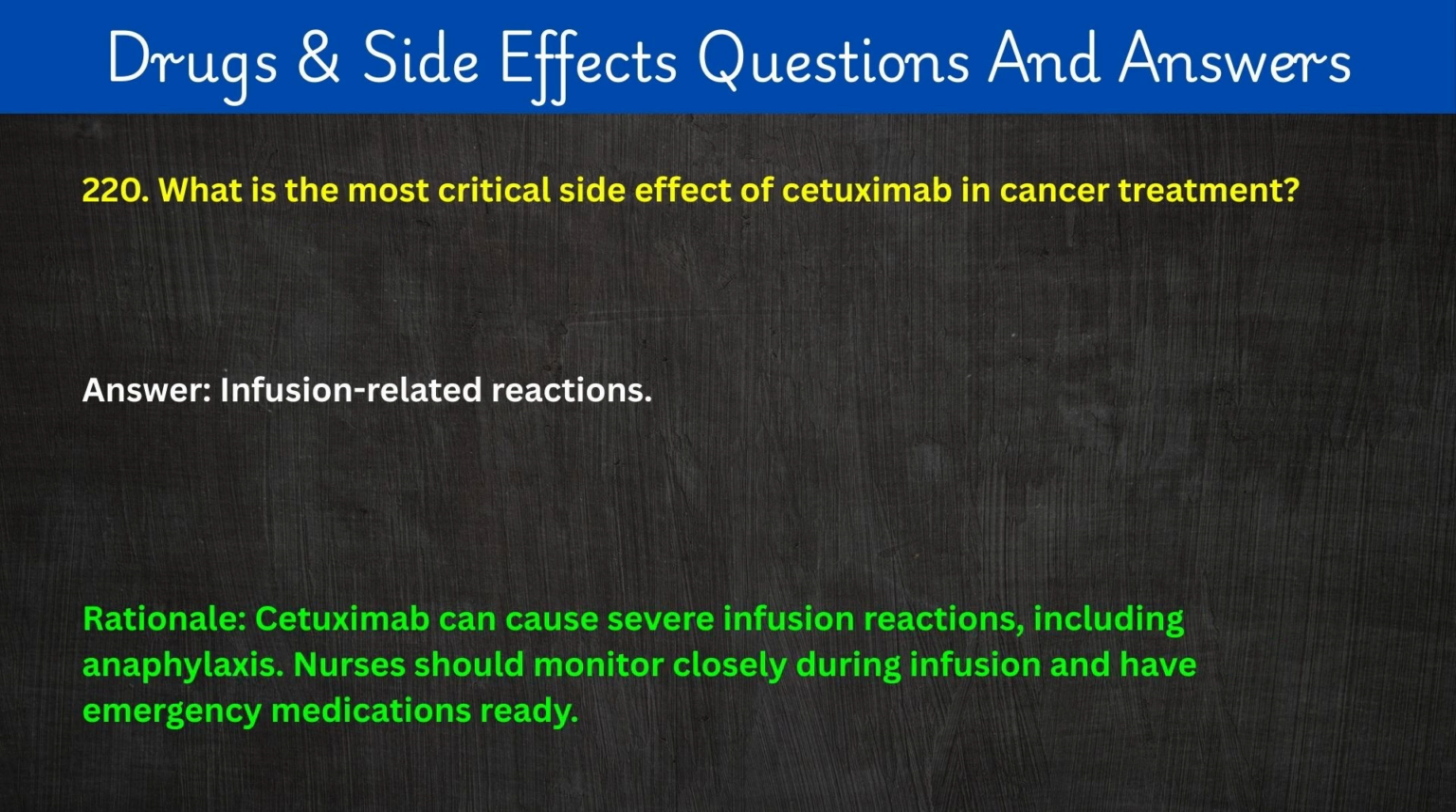220. What is the most critical side effect of cetuximab in cancer treatment? Answer: infusion-related reactions. Rationale: cetuximab can cause severe infusion reactions, including anaphylaxis. Nurses should monitor closely during infusion and have emergency medications ready.